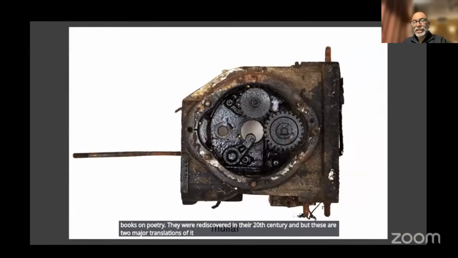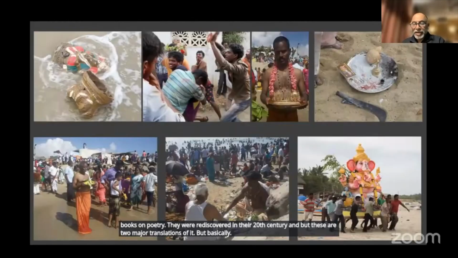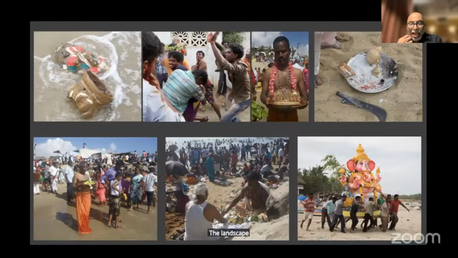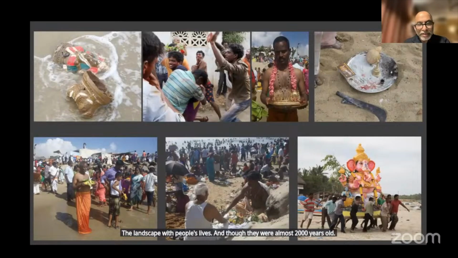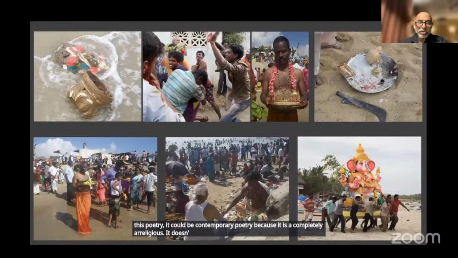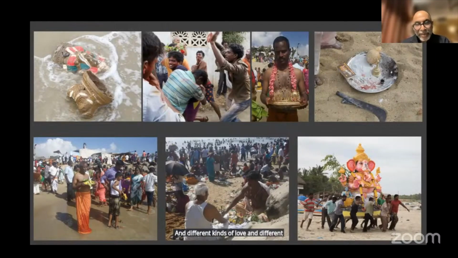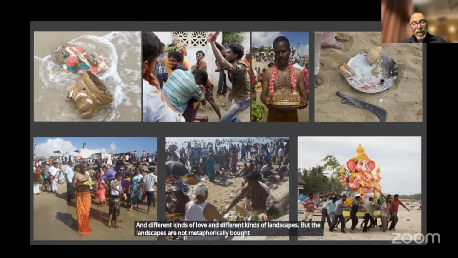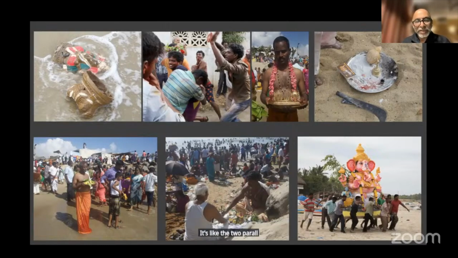But basically, they talk about the relationship of the landscape with people's lives. And though they were almost 2,000 years old, this poetry could be contemporary poetry, because it is completely a-religious. It doesn't talk about religion. It talks about human love and different kinds of love in different kinds of landscapes. But the landscapes are not metaphorically brought into human lives. They are coexisting. It's like two parallel worlds which exist.